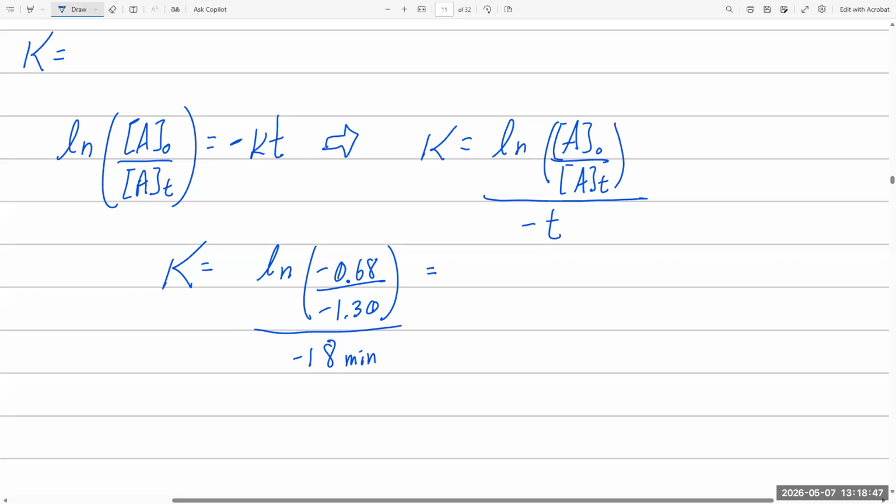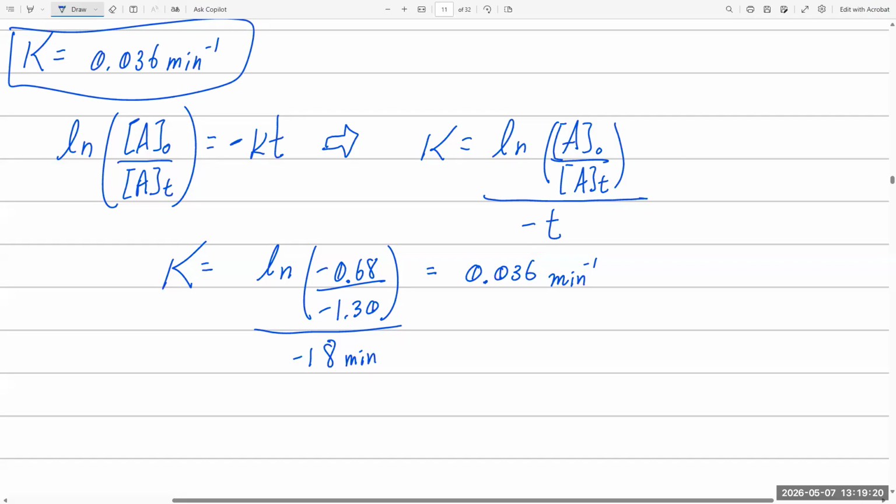Now, how many sig figs? Let's stick with 2 because of 0.68. So I'm going to go 0.036. So it's going to be 0.036, right? And what's the unit? The unit is, it's first order, right? You really should memorize that. For first order it's 1 over time, right? And that's your answer. So you'd say k is equal to 0.036, 1 over minute, and that's your answer. Okay, that's it. That's part F.